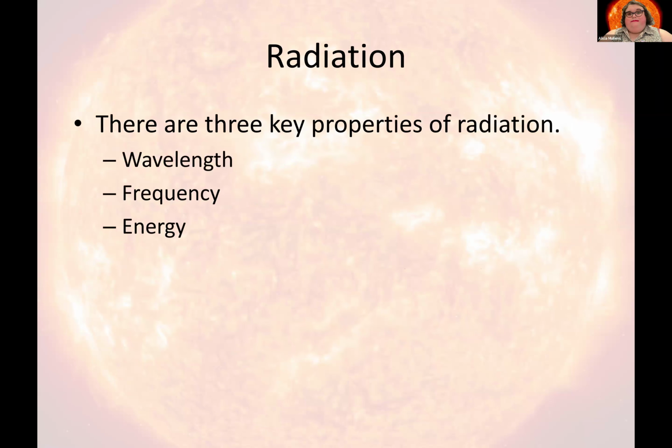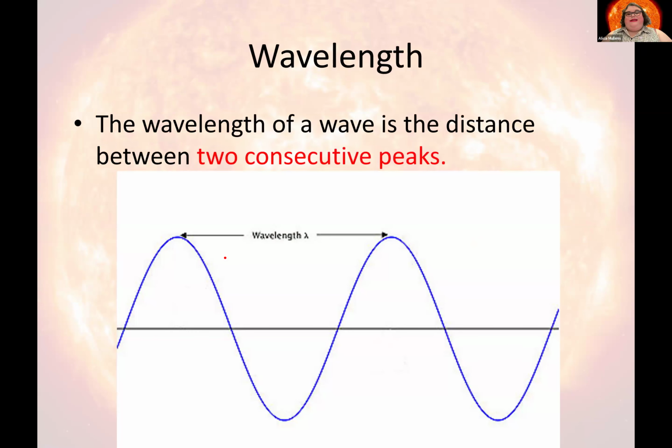That being said, there are many different types of radiation, and I'll talk about what's called the electromagnetic spectrum. But what determines the type of radiation are these three key properties: wavelength, frequency, and energy. However, of these three, the kingpin is wavelength. In fact, frequency and energy are dictated by the wavelength. So let's talk about what the wavelength is.